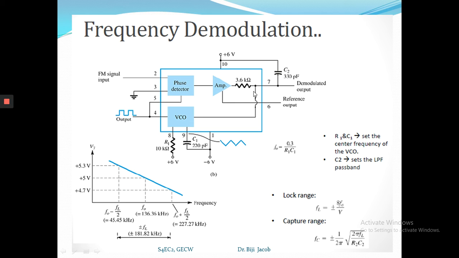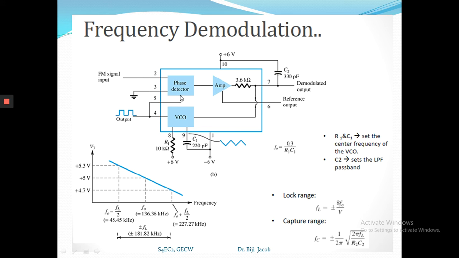This is an FM demodulation circuit using monolithic IC 565. To the pin number 2 input of the phase detector, we are giving the FM signal. Another input to the phase detector, pin number 3, is grounded.